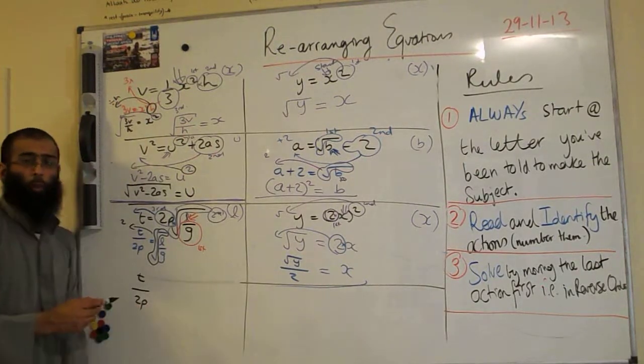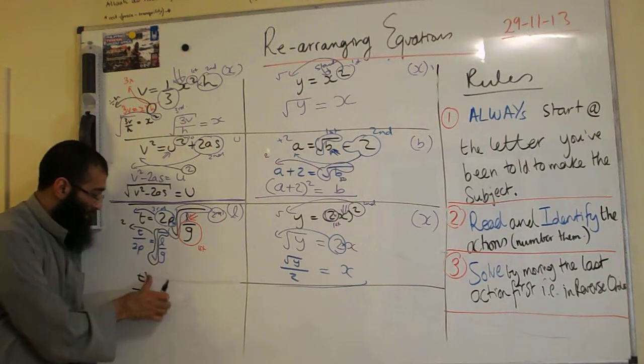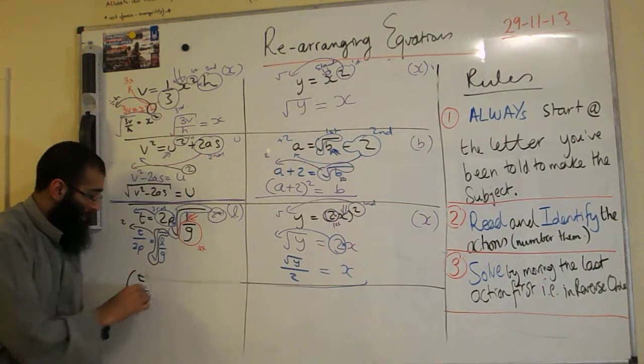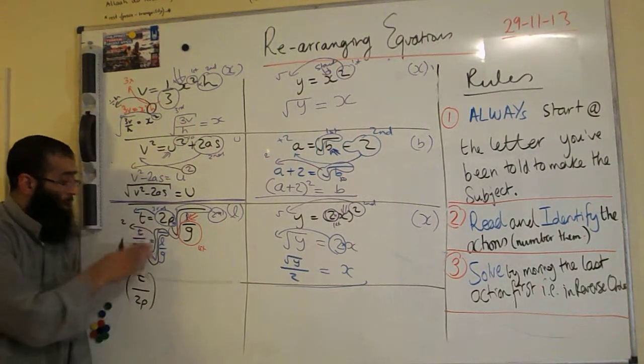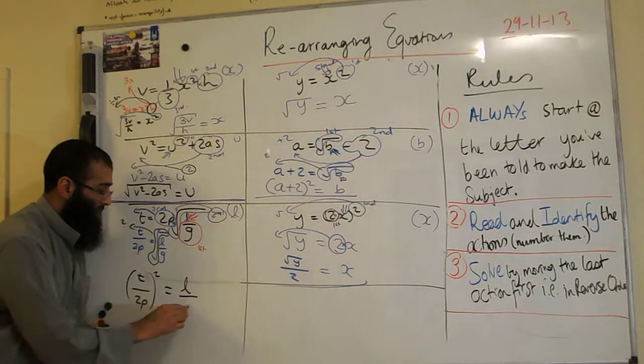Now, Ramiz, where do I put the square? Shall I put the square just here? Brackets. Brackets, well done. That's another common mistake in examinations, is all of this squared. Yeah, equals, is equal to L over g.